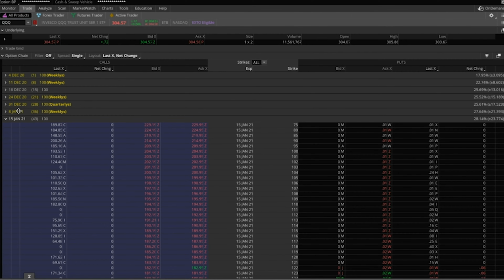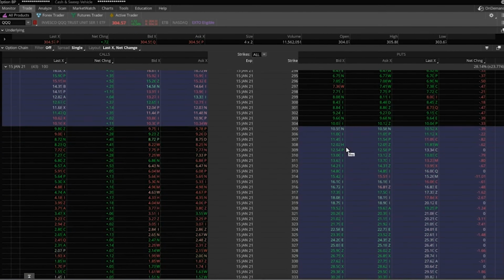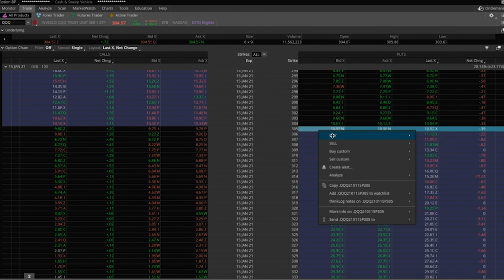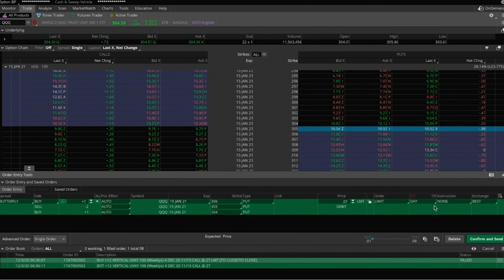We're going to open that up. The puts are on the right, the calls are on the left. So we are doing a put broken wing butterfly here. We're going to scroll down to the at the money, and I'm just going to open up here a butterfly. We're going to adjust this as we go, but that's the base trade.